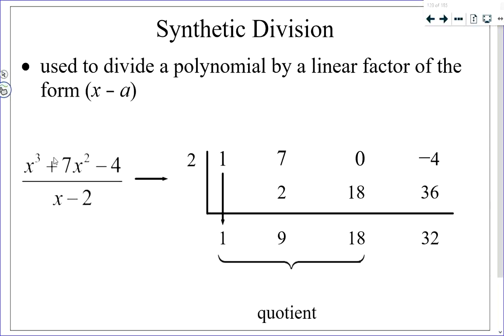And what I've discovered is that this is the quotient, which is the result of the division, but it represents x squared plus 9x plus 18. When you divide a degree 3 polynomial by x minus 2, you're going to get a degree 2 result. So I get 1x squared plus 9x plus 18, and this 32 is the remainder. And that's how you do synthetic division.